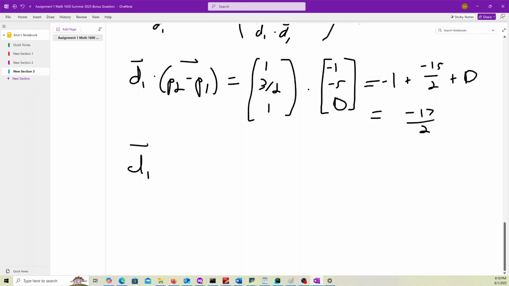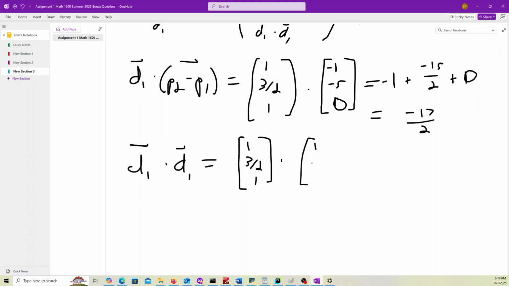Okay, what is D1 dot D1? We get 1, 3 halves, 1 dot 1, 3 halves, 1. This is equal to 1 plus 9 over 4 plus 1, which is equal to 17 over 4.